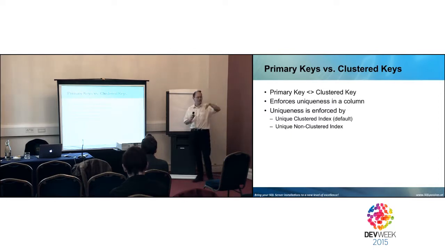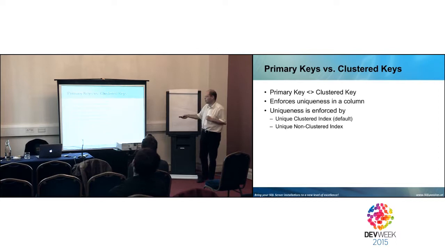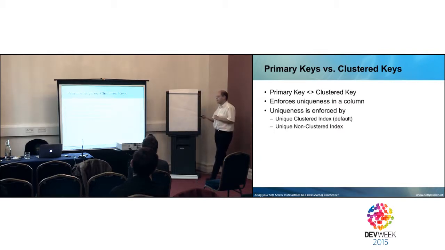The primary key constraint is on the logical level, and SQL Server enforces that primary key constraint on the physical level with a unique clustered index. And we have a second option in SQL Server to enforce a primary key constraint with a unique non-clustered index. It doesn't matter if we use a clustered or non-clustered index. We just want to enforce uniqueness in a specific column. And that uniqueness can be enforced with a unique clustered index, which is the default option, or a unique non-clustered index, which is not the default option.